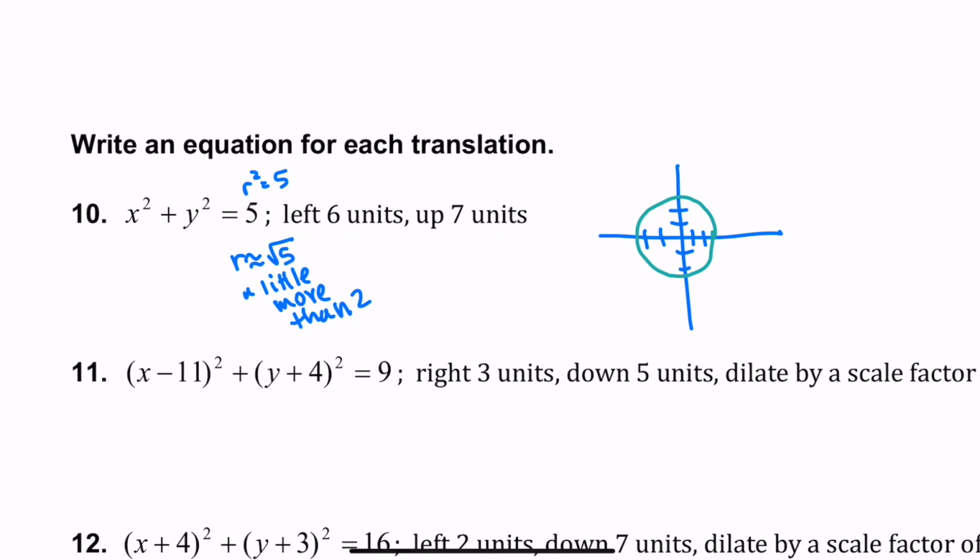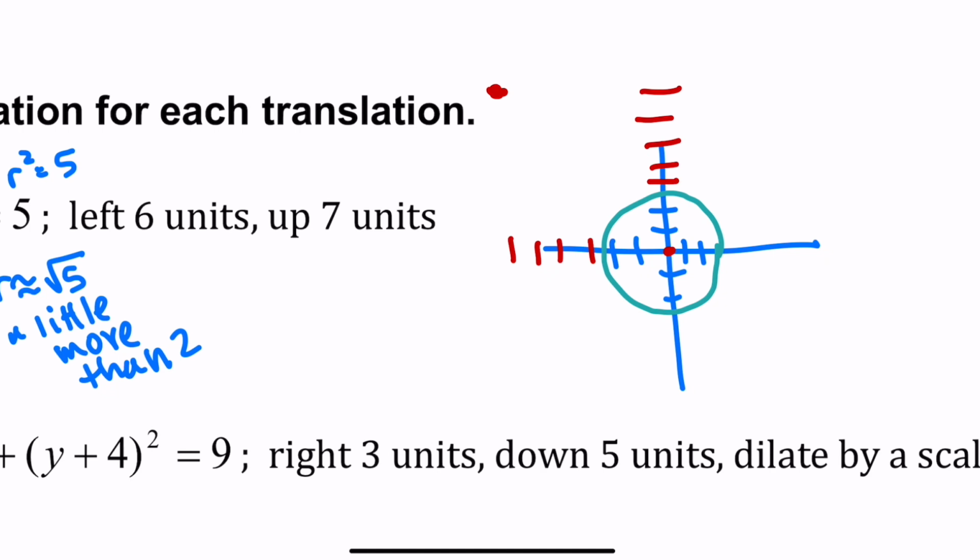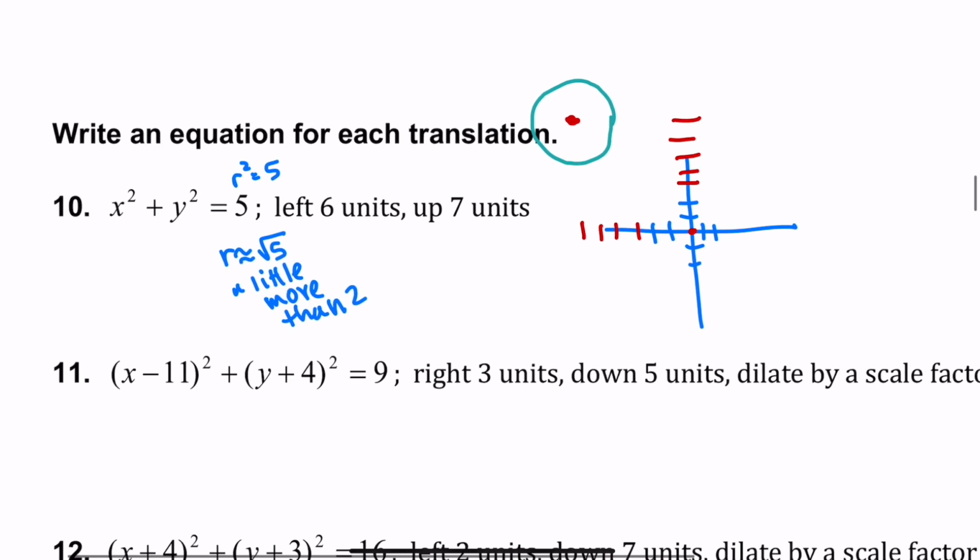So what I'm going to do is take this circle and move it left 6. We're going to start with the center here, move it left 6 and up 7, and this is going to be our new center. But we're going to just shift this circle. Now we're going to write this new equation.